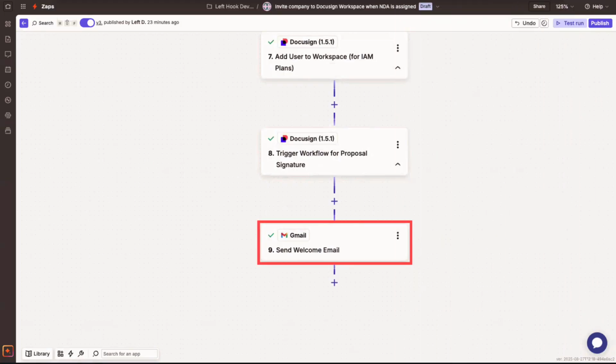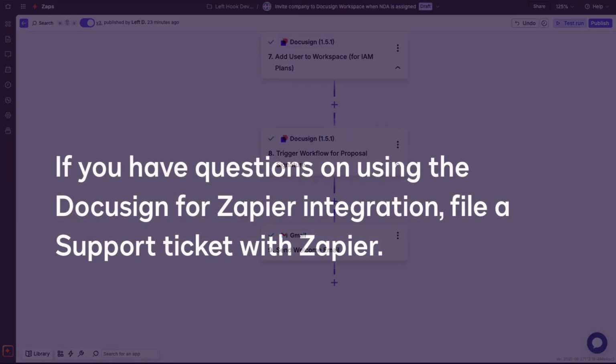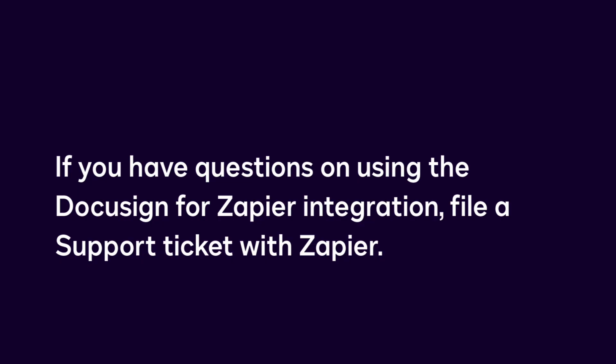Finally, they use a Gmail step to automatically send a welcome email to the customer and copy all the relevant stakeholders. If you have questions on using the DocuSign for Zapier integration, file a support ticket with Zapier.